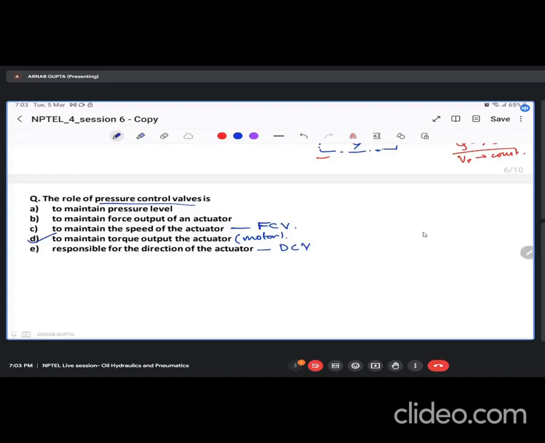To maintain the force output of an actuator, yes, for hydraulic cylinders, it is the F. As we control the pressure, we can control the force output, and it is also used to maintain the pressure level. We don't allow it to go beyond certain permissible limits that can cause damage to the hydraulic systems. Okay.